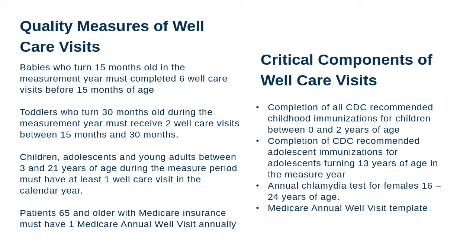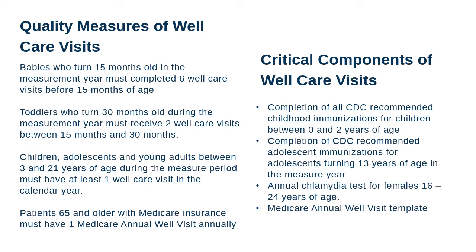There are 4 WellCare-based quality measures. The first is for babies turning 15 months old in the measure period. Babies turning 15 months old must complete 6 WellCare visits prior to the 15-month marker.